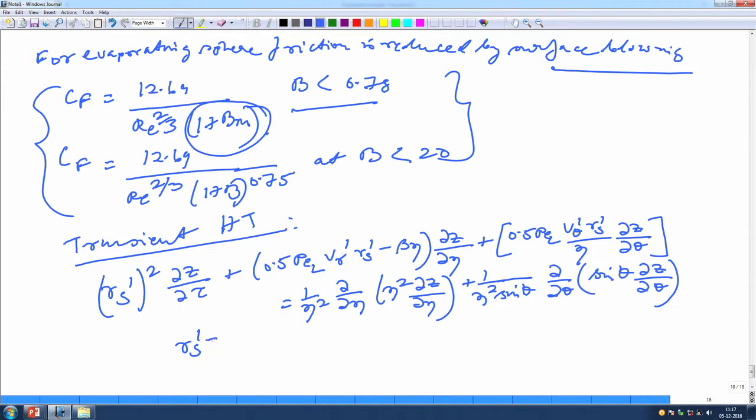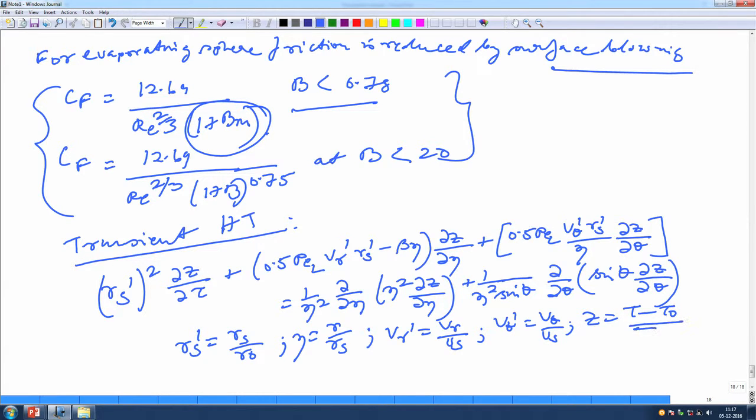So, your Rs prime is basically equal to Rs by R naught, R naught being the initial diameter, neta is the normalized R axis, Vr prime is basically Vr by Us, V theta prime is basically V theta by Us, Z is basically T minus T naught by T naught, tau is basically alpha Lt by R naught square, and beta is basically equal to, not the wedge angle. I know that there are some notational issues always, d tau.